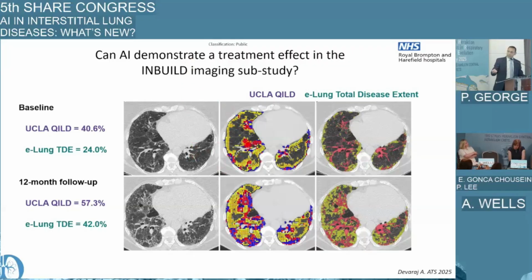Here is the UCLA QILD QLF tool. This is Jonathan Goldin and Grace Kim's work. On the right-hand side is eLung, which is the work that myself and Anand Devaraj have been working on. The yellow pixelated is ground glass, the red is the reticular vascular. QILD is essentially an accumulation of all the interstitial lung disease, which is ground glass, fibrosis, honeycombing. The total disease extent for eLung is a combination of all of the fibrosis, the reticular vascular scores, and the ground glass. So it's a totality of all the extent of disease on a scan.